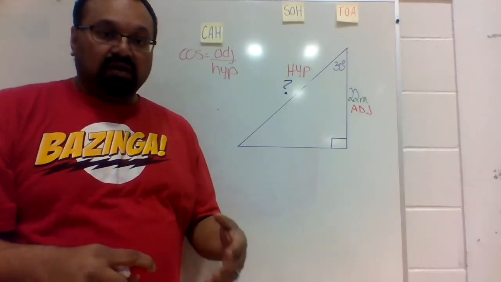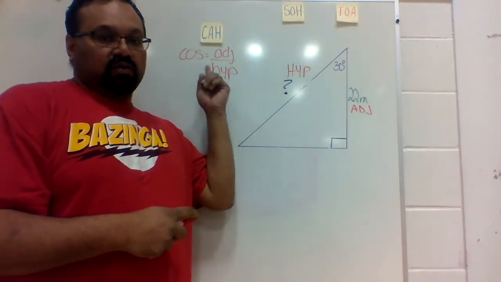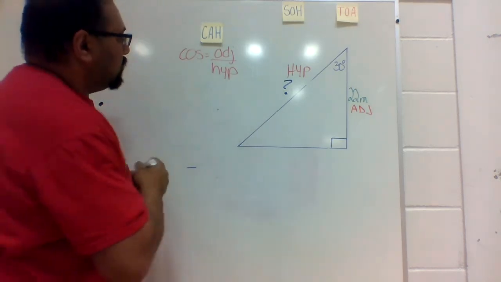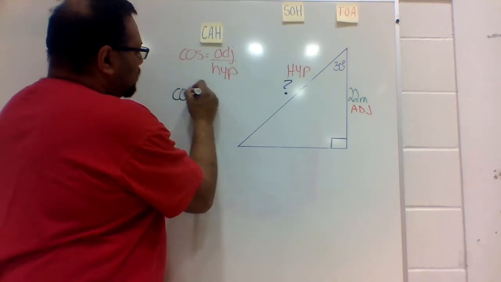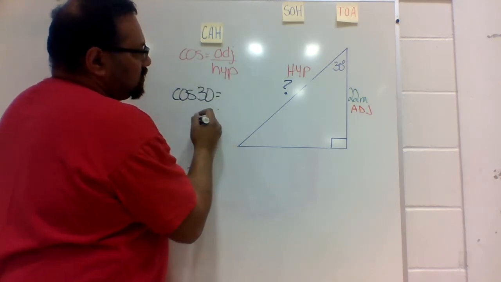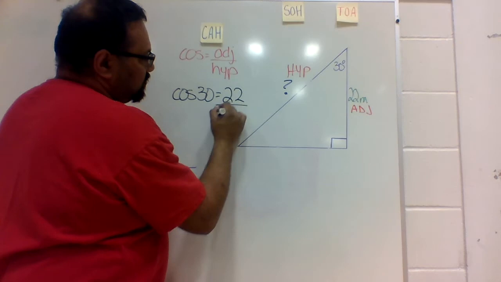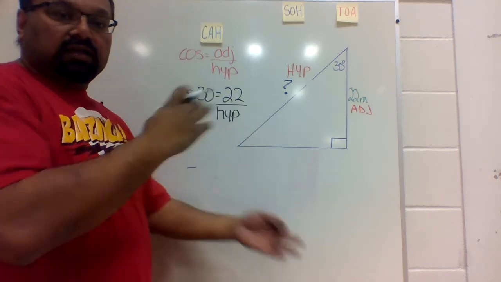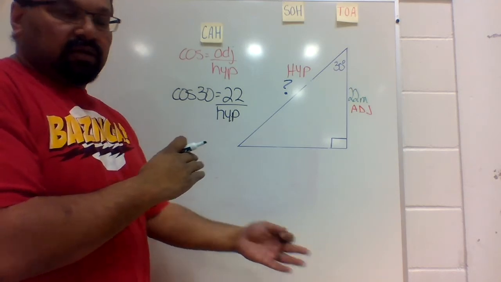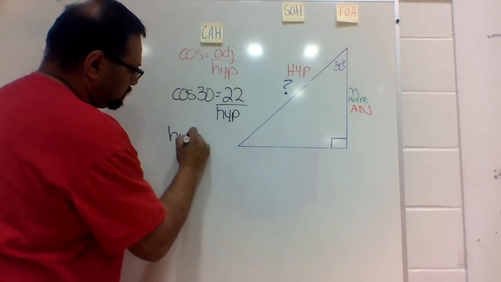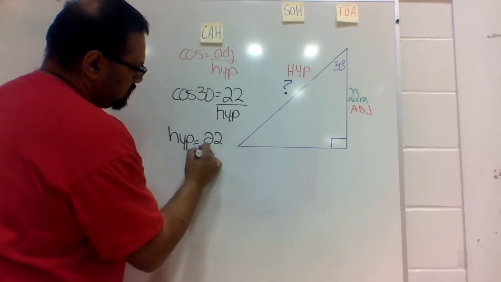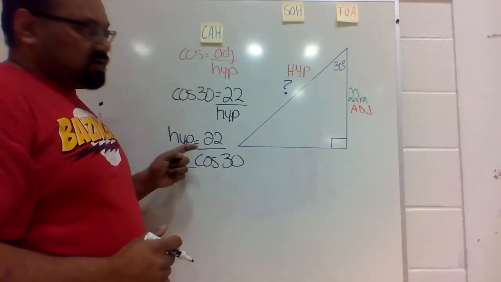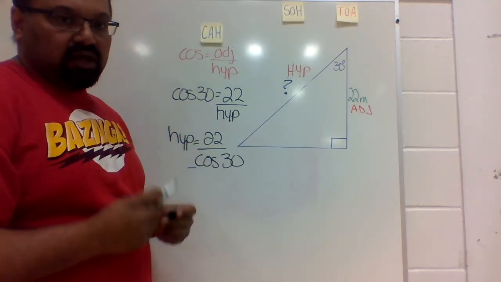Now that we've determined what we have, what we're going to use, and what we need, we can actually go through and substitute in the numbers. So, we know that the cos of 30 is going to equal 22 over the hypotenuse, which we're trying to find. We flip to isolate the hypotenuse all by itself. Right? So now the hypotenuse is 22 divided by the cos of 30.